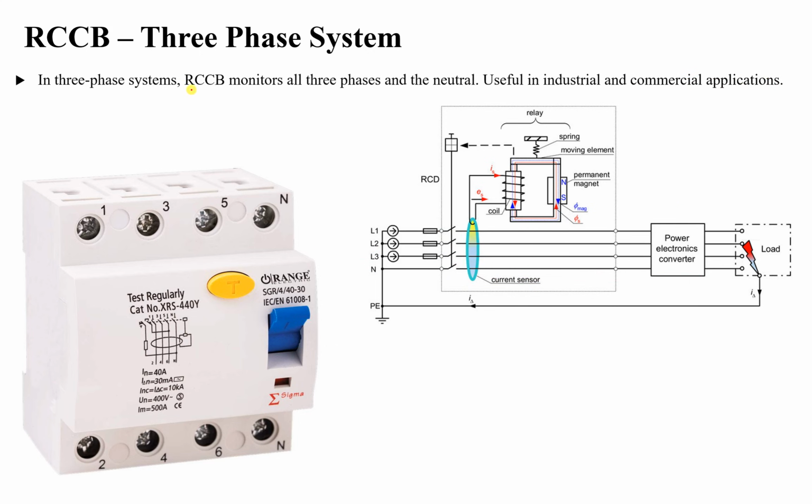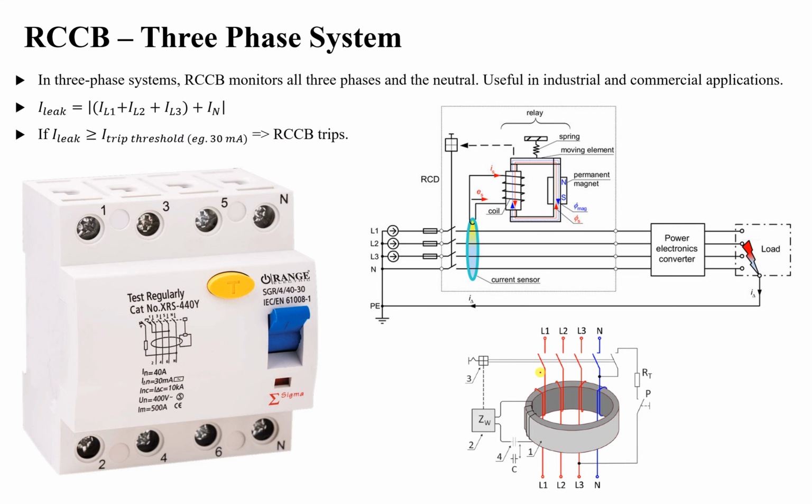In three-phase, the RCCB monitors all three phases and the neutral. And you can see that I leakage will be the summation of currents plus I neutral. If the I leakage is greater than a threshold value, then the RCCB trips, same as before. Now if you look at the construction of this one, how does it look? We have a current transformer like this one.